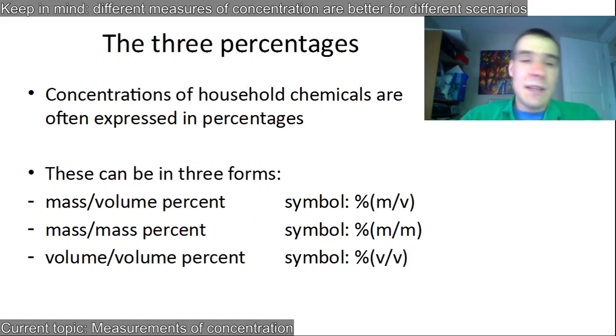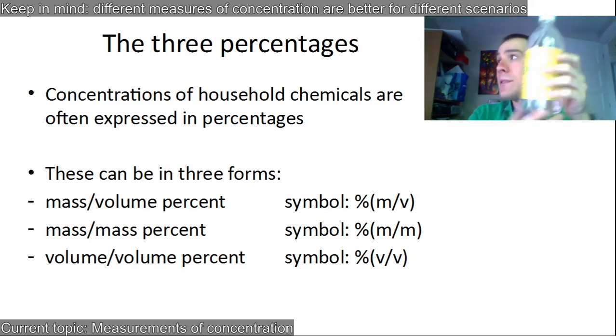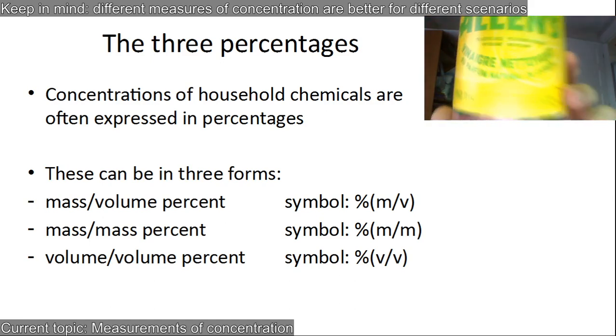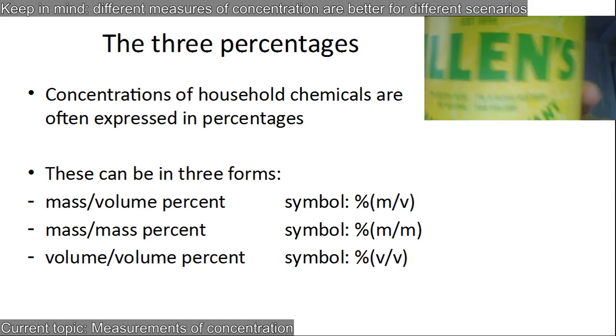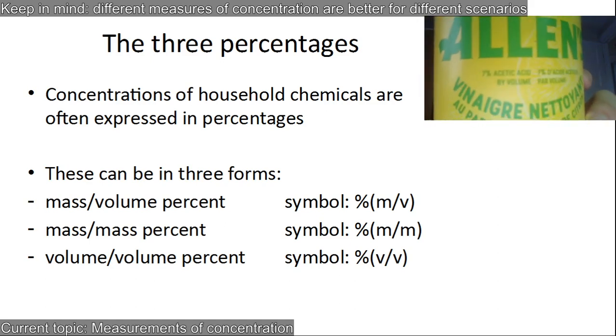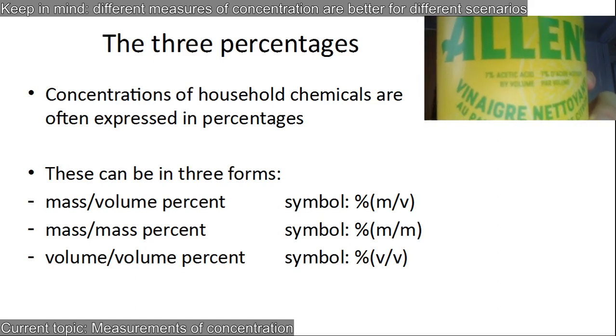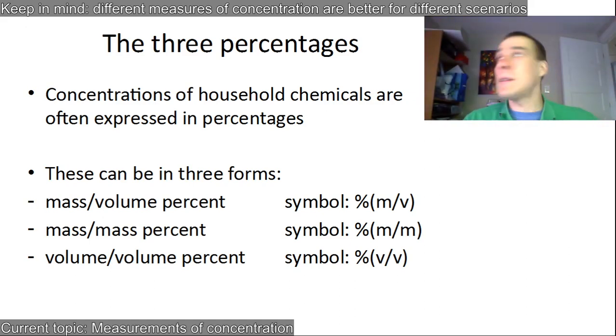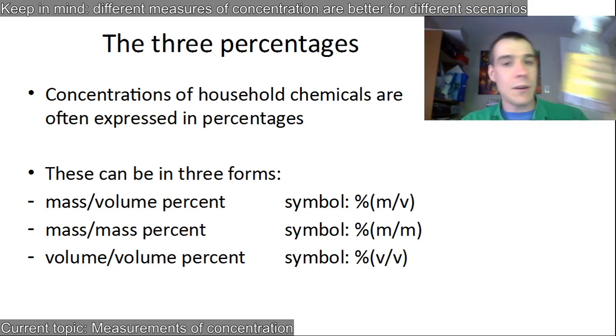So there are three common percentages of concentration, because people understand percentages. For example, I've got some stuff here from my house. Here's some vinegar, and if I zoom in on it, somewhere in here, there we go: 7%. 7% acetic acid by volume. Now, typical vinegar is 5%, so you know that this stuff is stronger than normal vinegar.